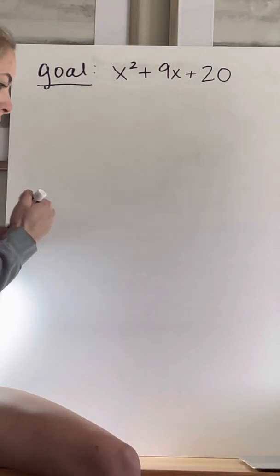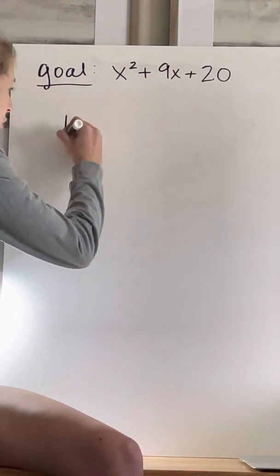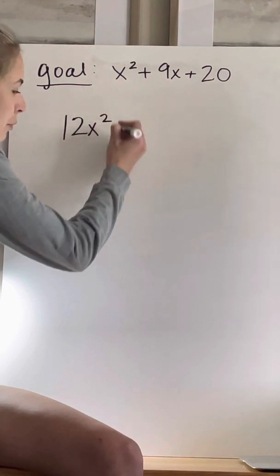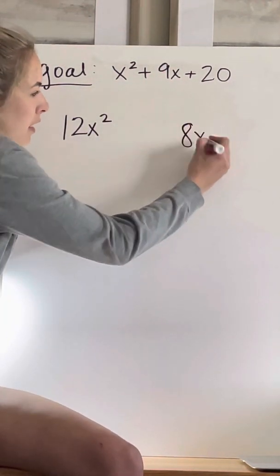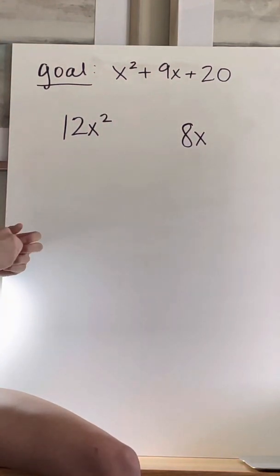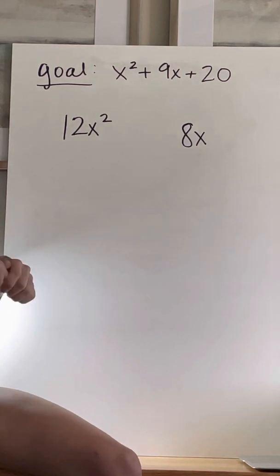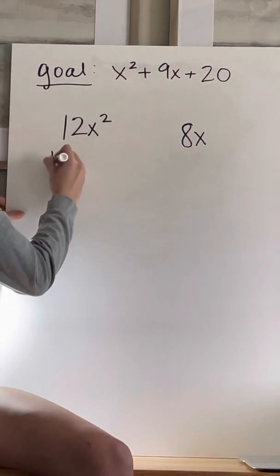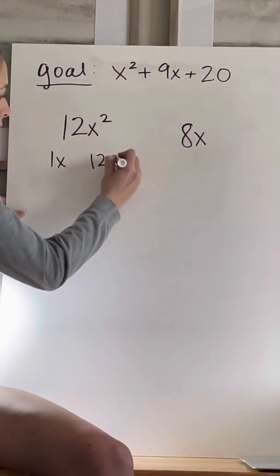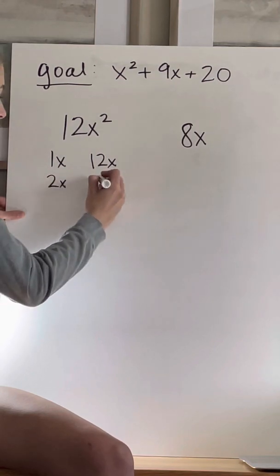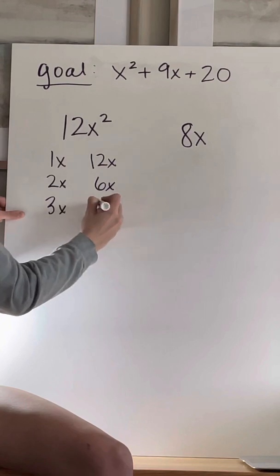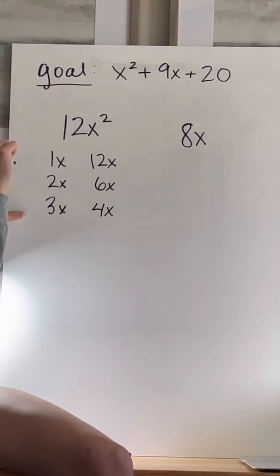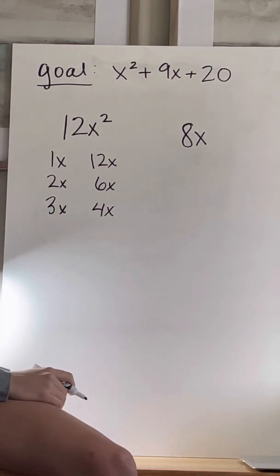Okay, so now we have 12x squared, which is our product, and we want to add, so our sum is 8x. When we do this, let's list the multiples of always our x squared term, okay? So we have 1x and 12x, we have 2x and 6x, 3x and 4x. These are all of our positive ones.